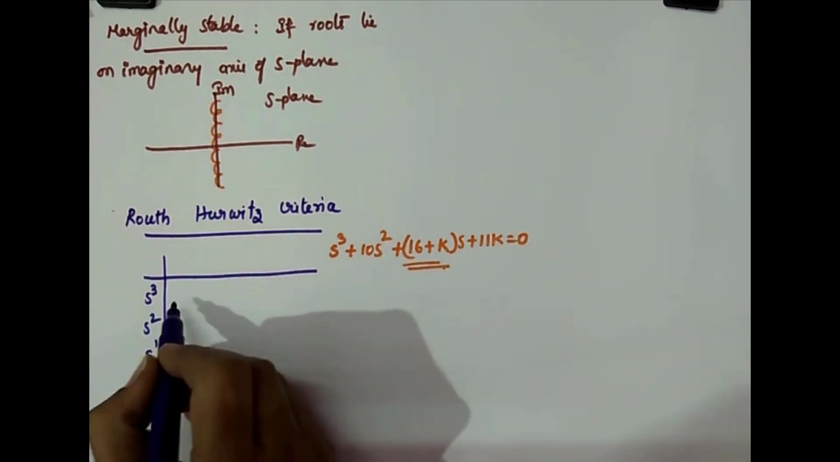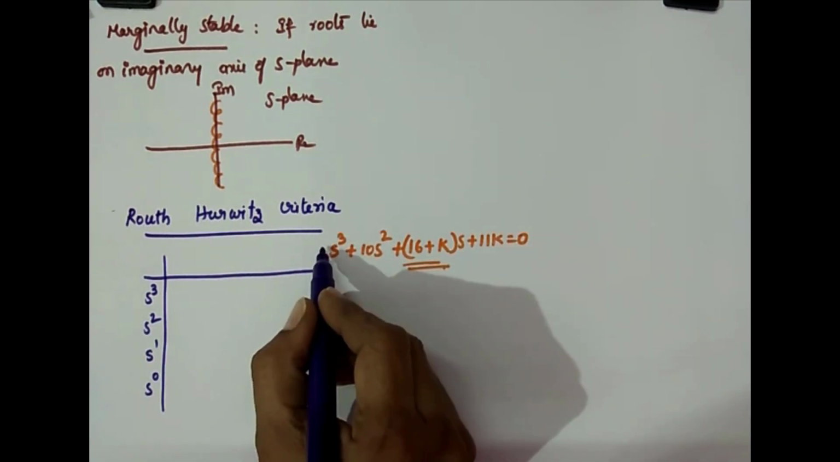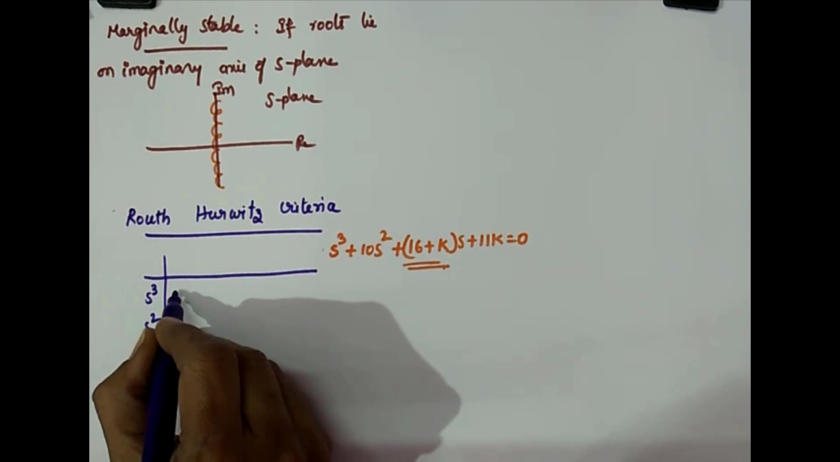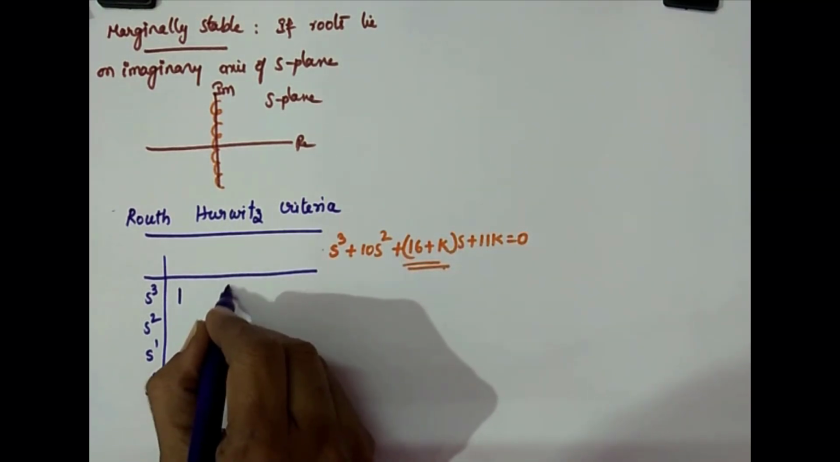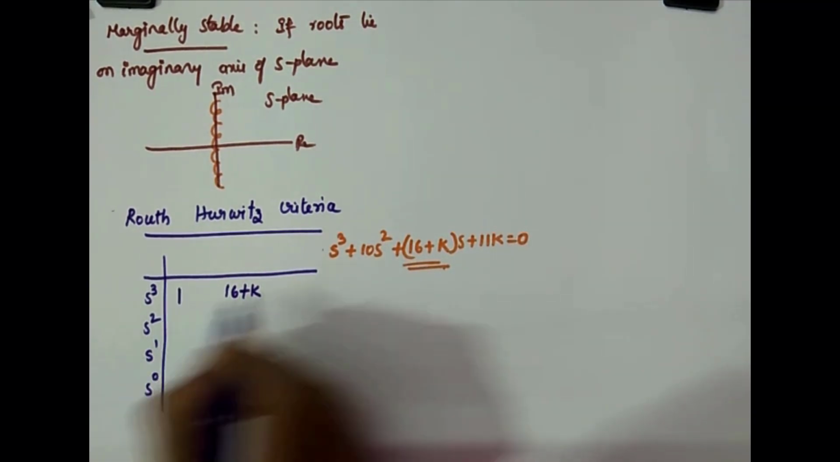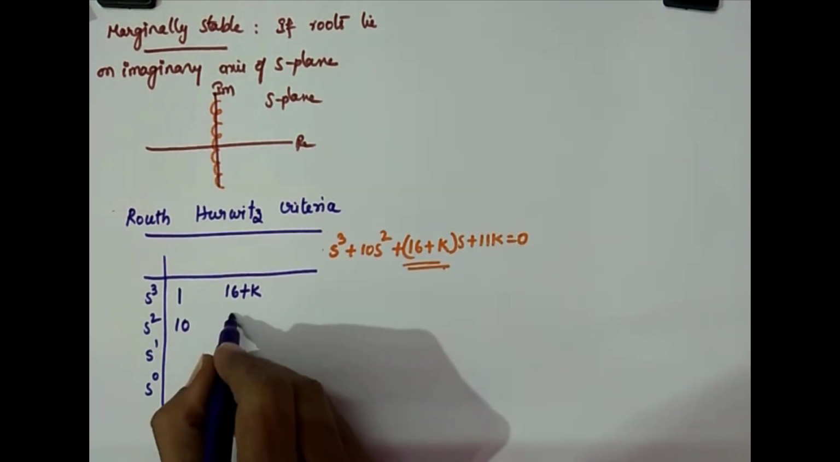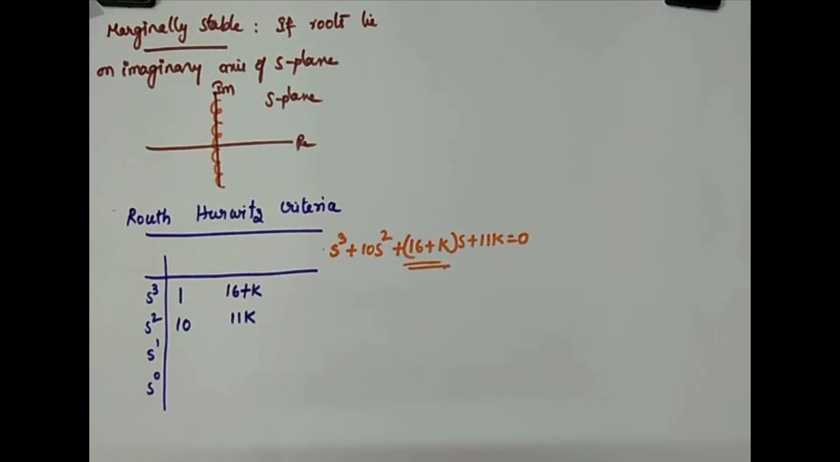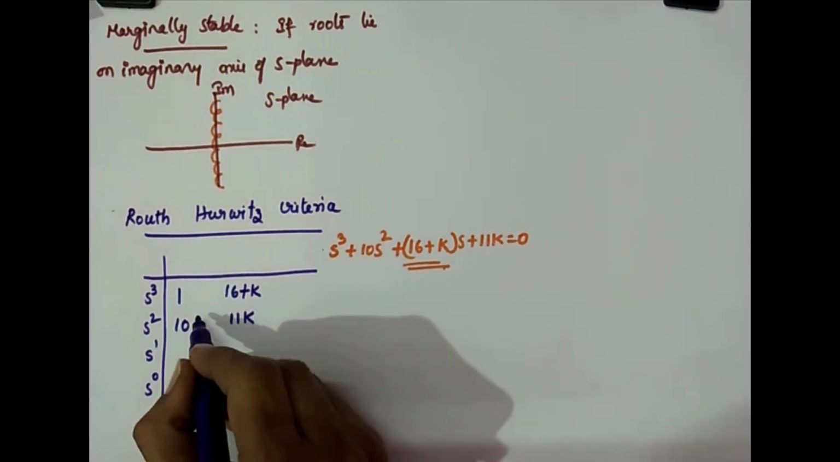Now you have to fill these rows. For S cube, the coefficient is 1. Then you write the coefficient of S, that is 16 plus K. Then here you write the coefficient of S square, then here the constant. Like this you fill the Routh-Hurwitz table.